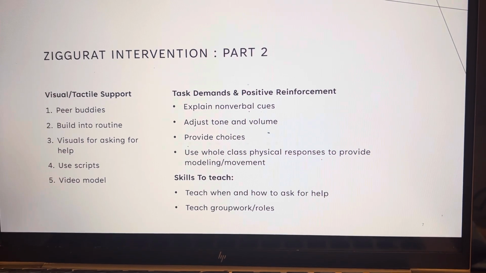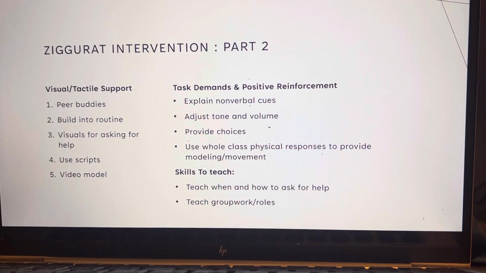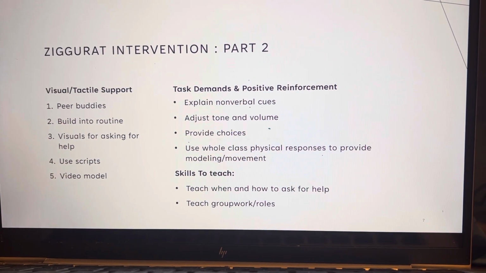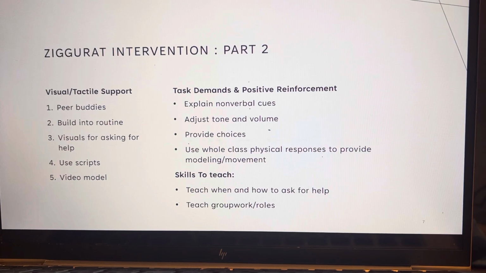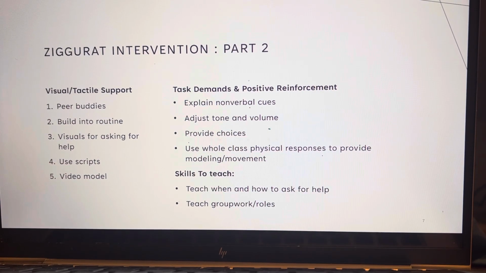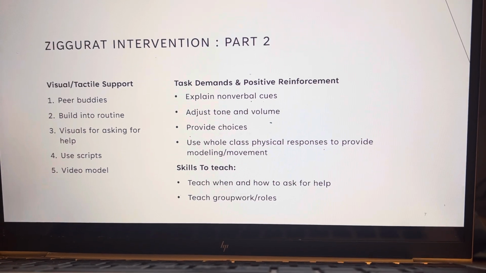The next category is task demands and positive reinforcement. This would be to explain the nonverbals, not just saying, like pointing for her to do something, explain what you're doing. Adjust how you're talking to her, give her choices, and then have the whole class do physical responses. So it's not just her that you're working with, it's the whole class, so she sees that modeled behavior.